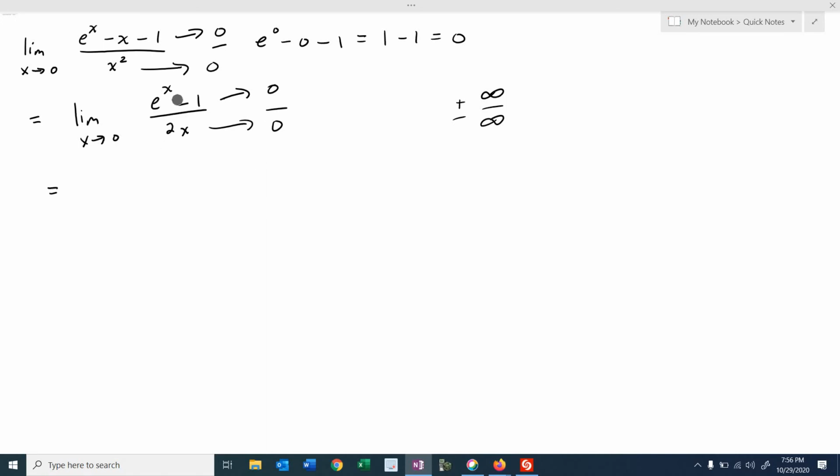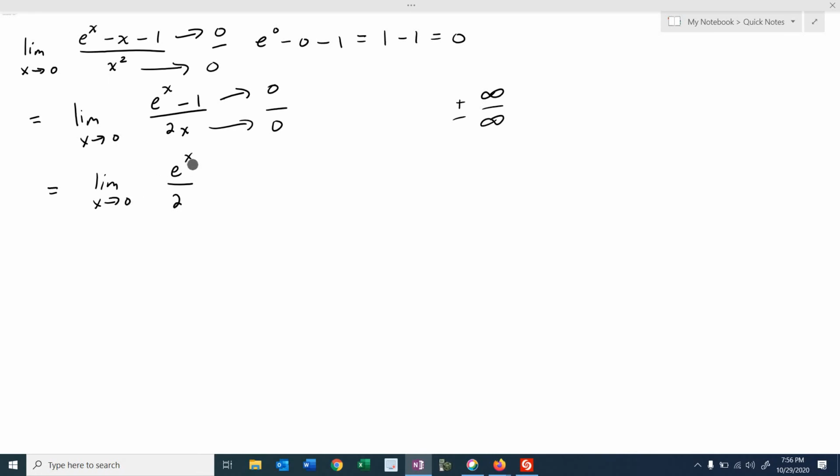Okay, so let's take the derivative of this top piece, and we're just going to get e to the x divided by 2. And now we're going to try to evaluate that limit. Now again, L'Hopital's rule says these two limits are the same. And the good news is we can actually evaluate this limit.